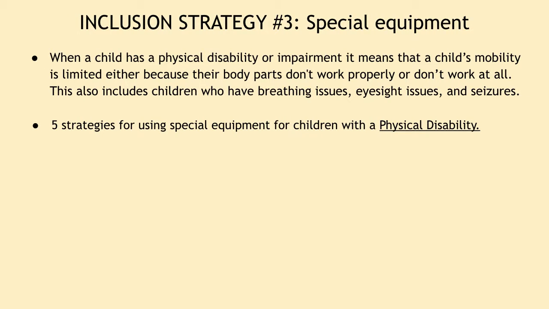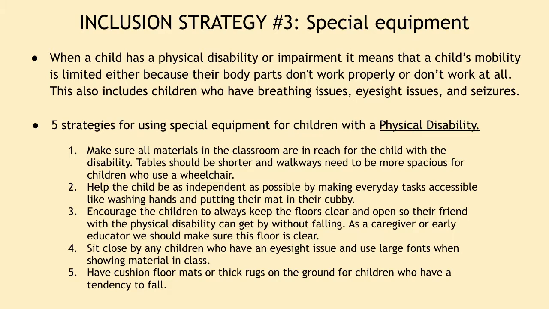So strategy number 3 would be special equipment. This is when a child has a physical disability or impairment, and it means that the child's mobility is limited either because their body parts don't work properly or they don't work at all. And this also includes children who have breathing issues and eyesight issues and seizures. So here are 5 strategies for using special equipment for these children who have physical disabilities.